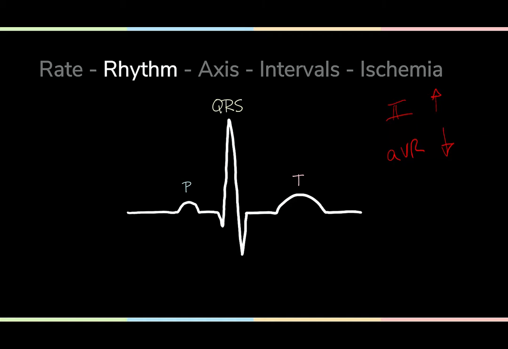Okay, so we want to see a P for every QRS, QRS for every P. We're going to check that the P wave is upgoing in lead 2 and downgoing in AVR, and then we feel very comfortable saying this is a sinus rhythm, right? Yeah. Okay. Let's move on to axis.